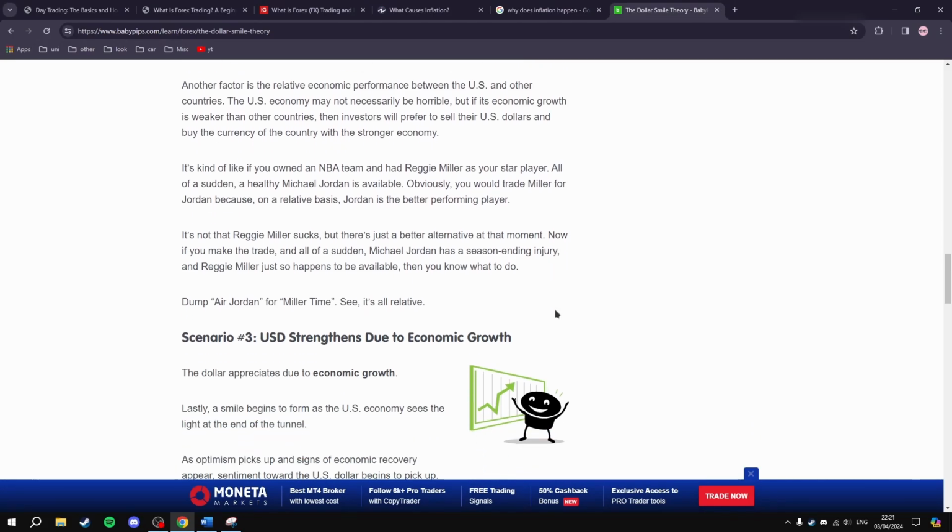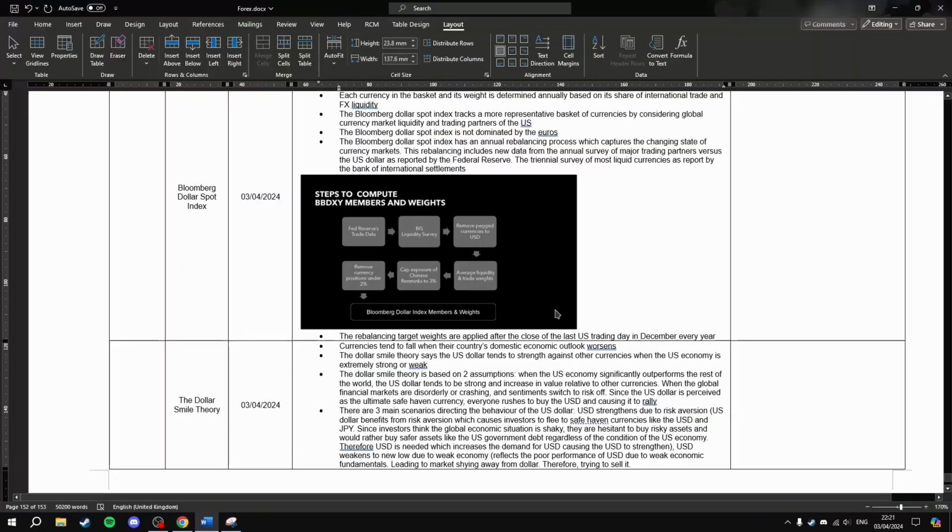Another factor is the relative economic performance between the US dollar and other countries. The US economy may not necessarily be horrible, but if its economic growth is weaker than other countries, then investors will prefer to sell the US dollars and buy the currency of the country with the stronger economy.